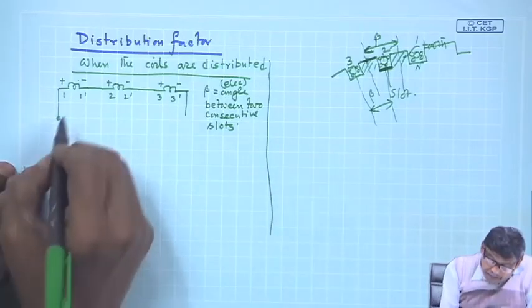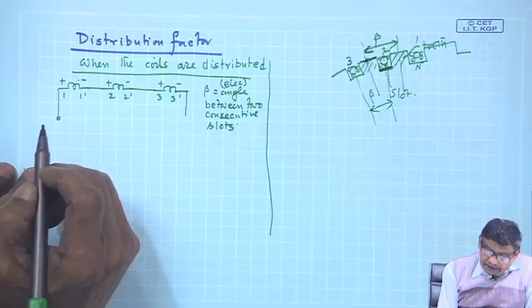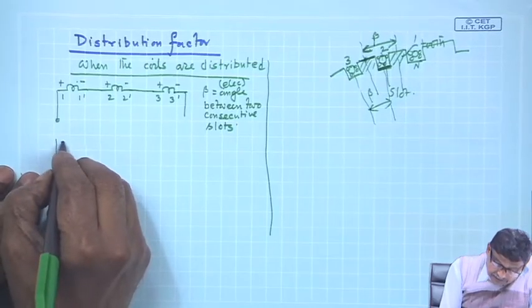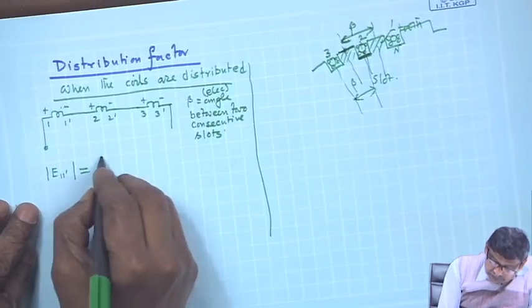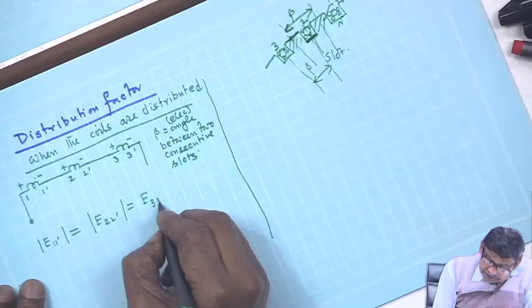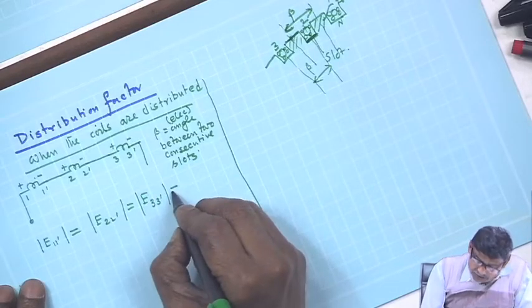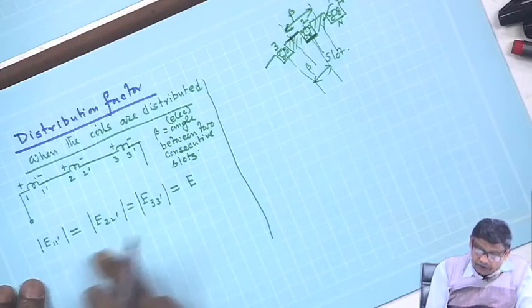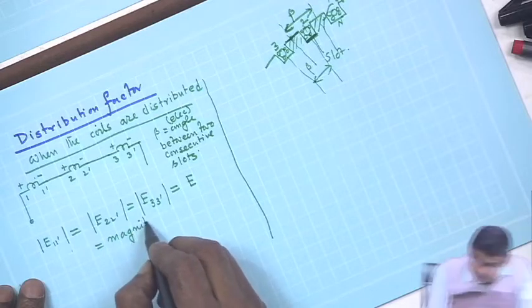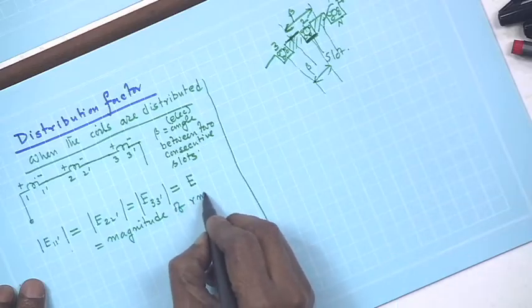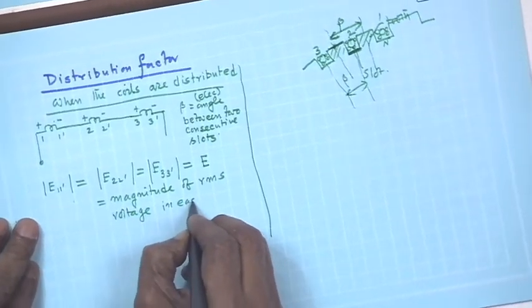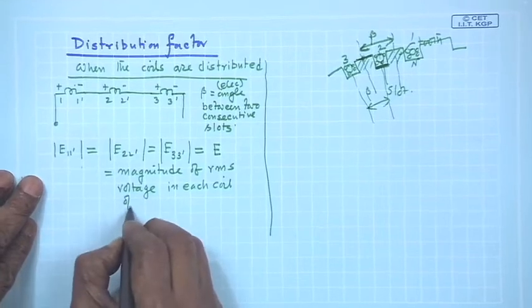Now, the RMS voltage induced in each coil, the magnitude of the RMS voltage will be the same, that is E 11 dashed is equal to E 22 dashed is equal to E 33 dashed, and let this be called E. Magnitude of the RMS voltage is equal in each coil of n turns.